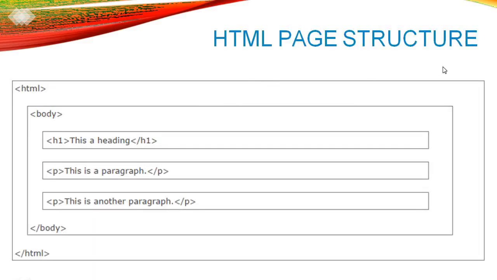Here is an example of an HTML page structure. You can see the HTML body, a heading, paragraphs, another paragraph, then the close of body, and then the close of HTML. Here is the starting tag, and we end it at the end of the heading. Same with the paragraph tag, we end it at the end of the paragraph. So here is the structure of our HTML page.